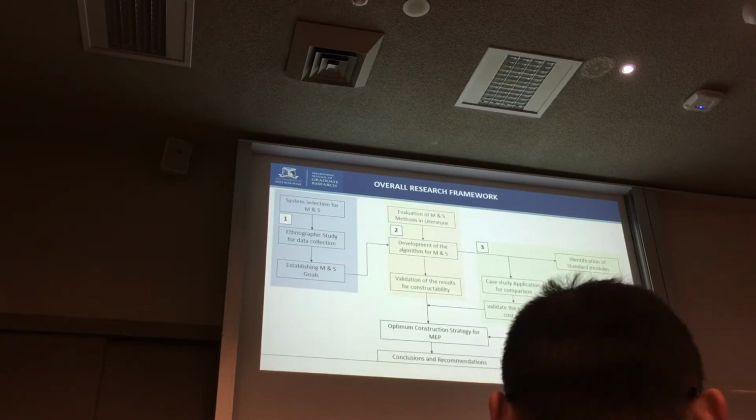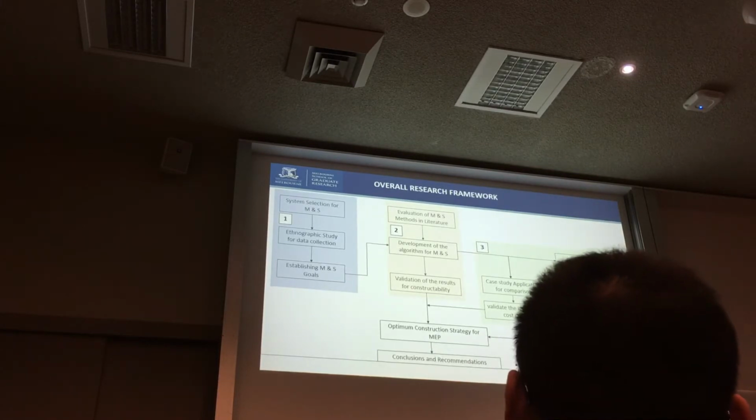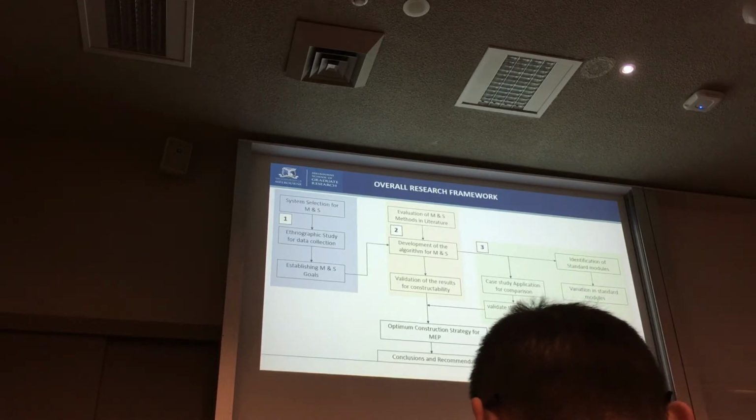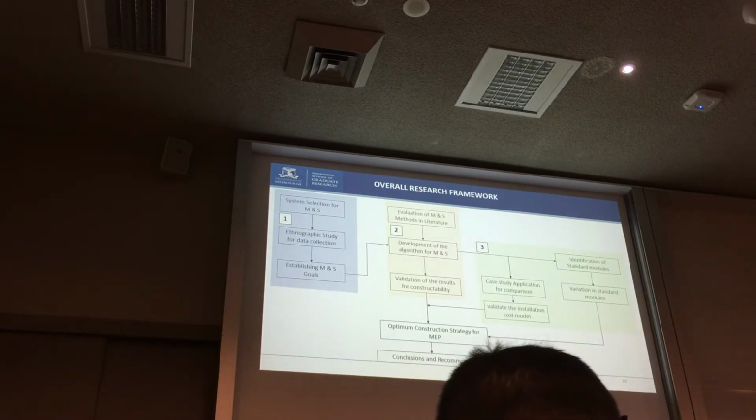So the overall methodology is divided into three stages. In the initial stage, system selection for modularization, since we have so many different systems in MEP construction, it was important to select a particular system initially for development of the algorithm. And then an ethnographic study was conducted to establish the modularization and standardization goals. For those of you who are not familiar with the term ethnographic study, it's a combination of different techniques such as discussions, on-site observations, on-site data collection, and interviews conducted prior to establishing certain goals for optimization.